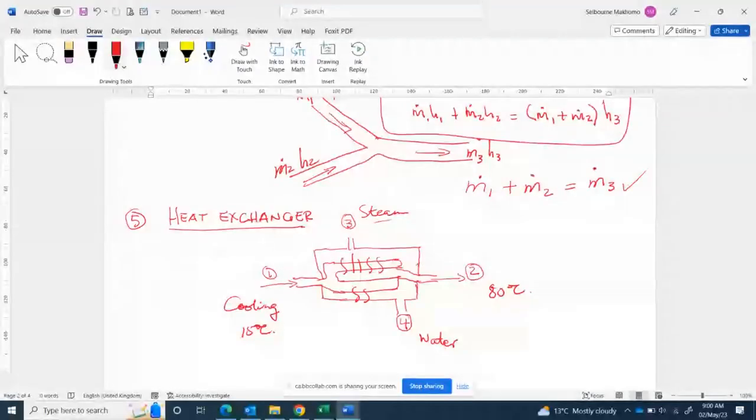The mass balance for a heat exchanger or for a condenser is, we say that the mass flow rate at 1 plus the mass flow rate at 3 is equal to the mass flow rate at 2 plus the mass flow rate at 4. This is the mass balance for this particular heat exchanger.